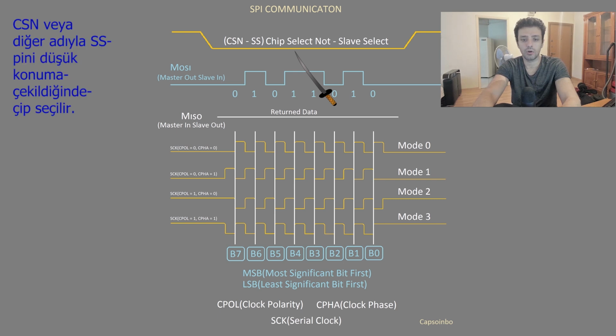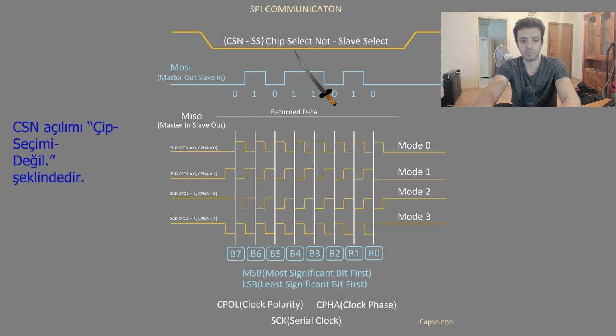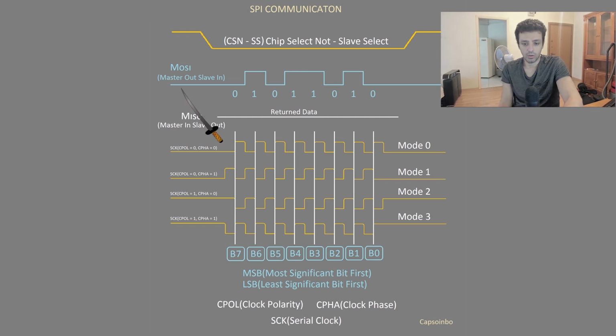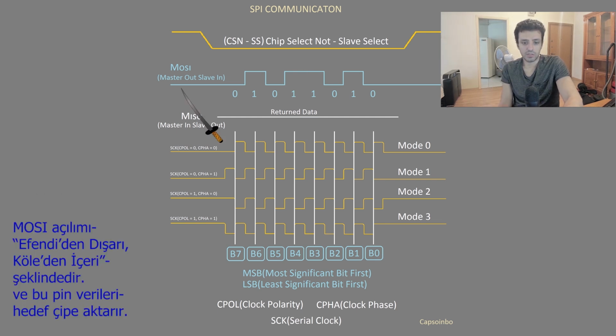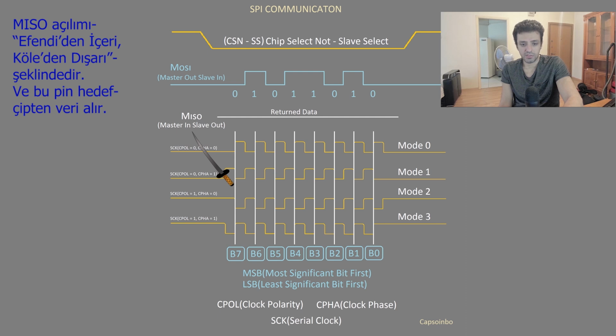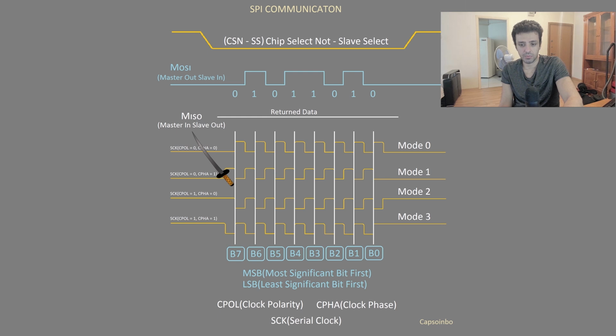When the CSN, also known as the SS pin, is pulled to the low position, the chip is selected. CSN means chip select not. SS means slave select. MOSI means master out slave in, and this pin transfers data to the target chip. MISO means master in slave out, and this pin receives data from the target chip.